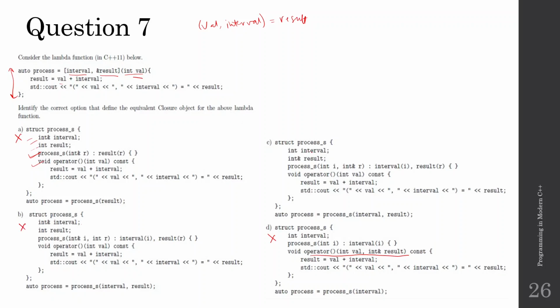But for C, you can see that it takes the interval as value and the result as reference. So all of the things match over here. You have the data members, and then you have the constructor which initializes this, and then you have the call operator which accepts one argument as shown here, and it returns the result. I mean, it stores the result in the data member and it prints the message. So the answer is C.